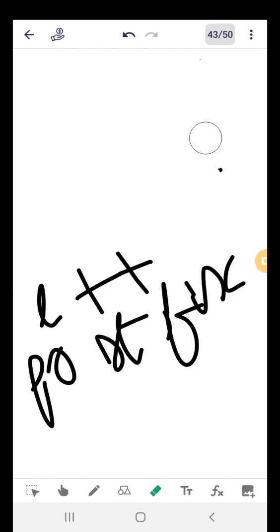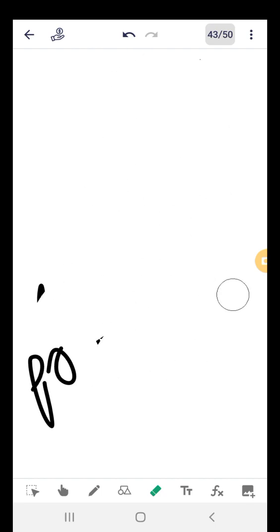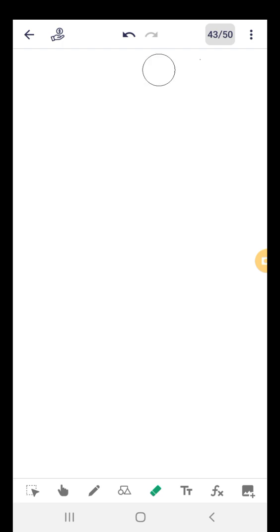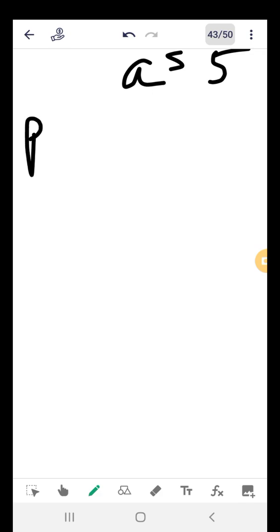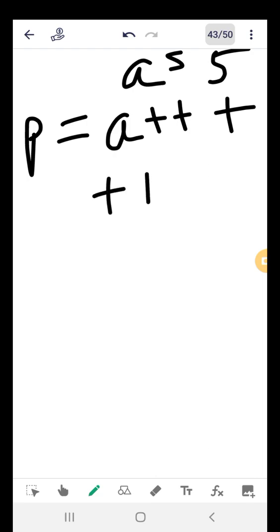It will differ. How will it differ? Let's see a small numerical. These kinds of numericals can come in your exam in class 9 and 10 also. They will give a variable, for example, we will take A equals 5. Now they will say P equals, for example, A plus plus plus plus A.